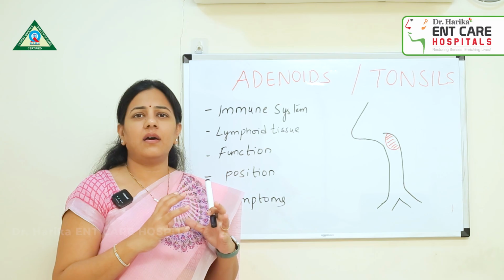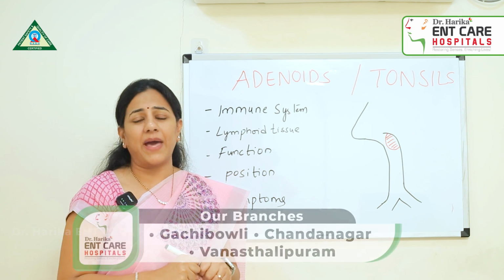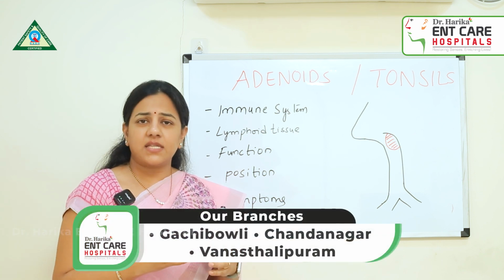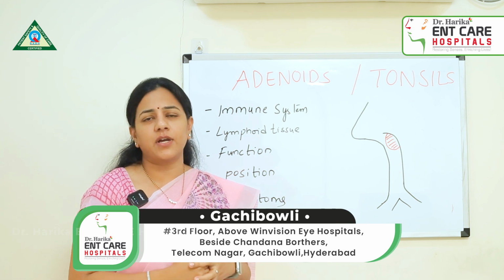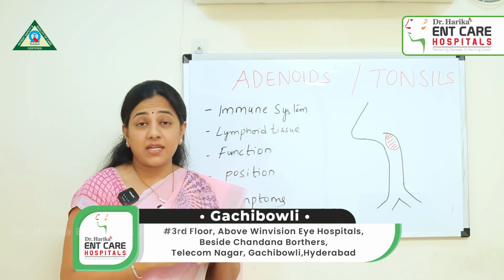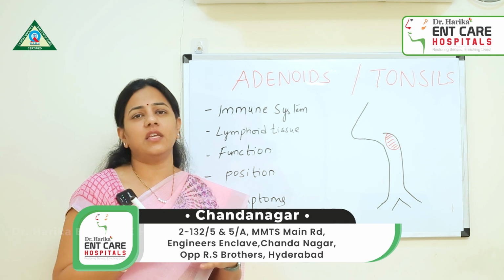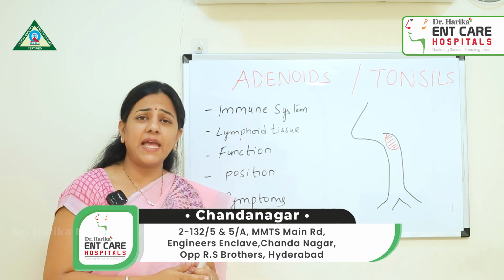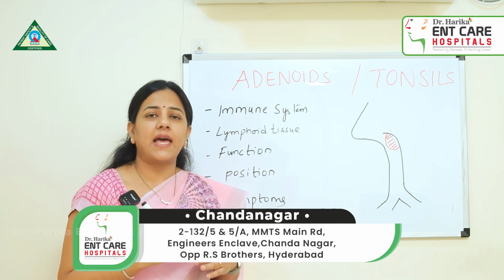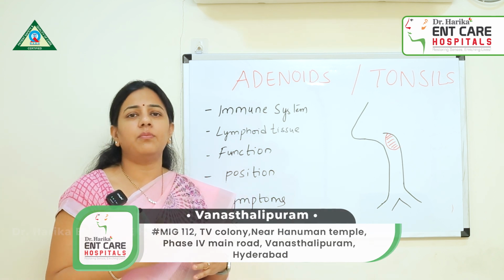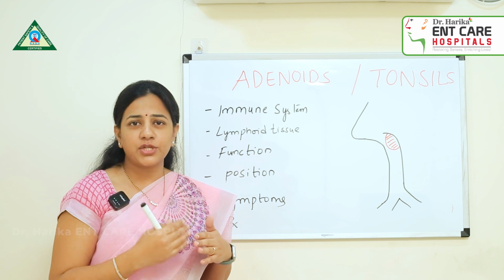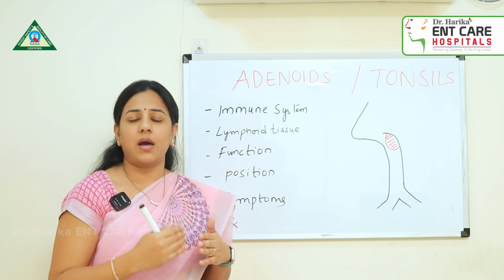They help in engulfing the bacteria or the viruses surrounding them, which are causing the infection, and they kill them. This is the function of a lymphoid tissue. That is how it helps in the immune system. They are very active in childhood, and as the person grows, the immunity develops within the blood, and the function of these tissues comes down.